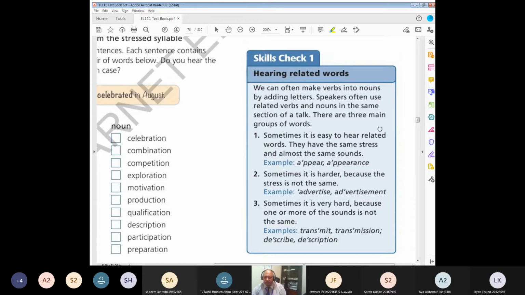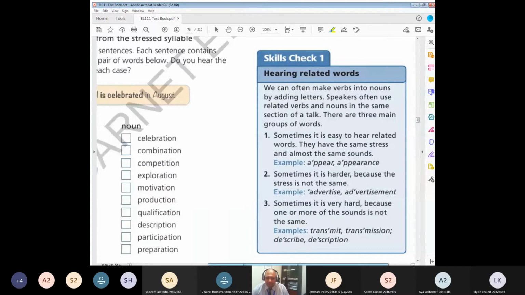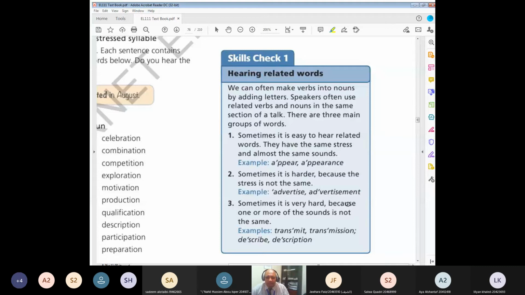Okay, so this is a skill check: hearing related words, when you hear words that sound alike. We can often make verbs into nouns by adding letters. Speakers often use related verbs and nouns in the same section of a talk. Of course, you're familiar with this idea that from a verb you can have a noun, and from a noun you can have another noun. From a verb, you can have an adjective. When I say act, an actor. When I say appear, appearance. When I say advertise, an advertisement. They do help you because writers use them.